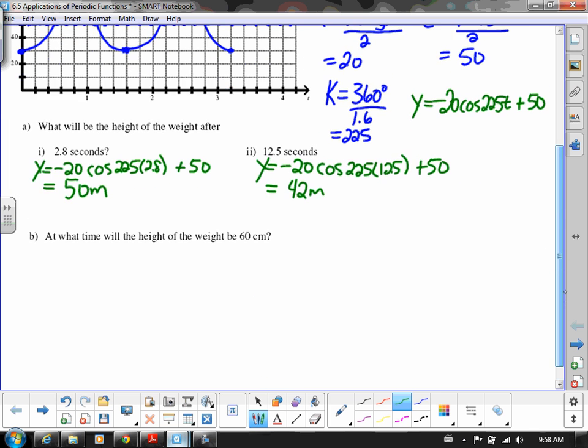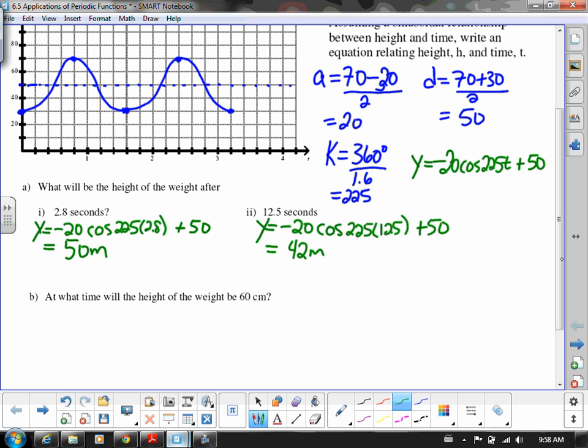Now part B is slightly different. In question A, you were given the time and looking for the height. In part B, you know the height and you're looking for the time. So if I go up to the graph and look at it, it says at what time will the height of the weight be 60 centimeters? We're just going to assume that we're talking about one cycle at this point. So if I find 60 centimeters, I can tell there are two possible answers.